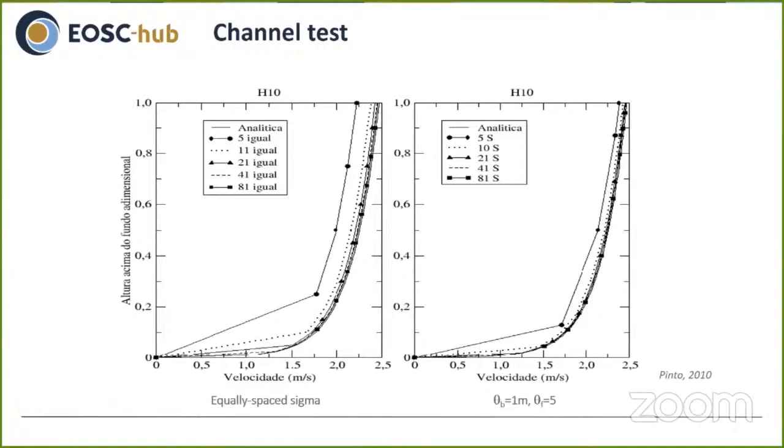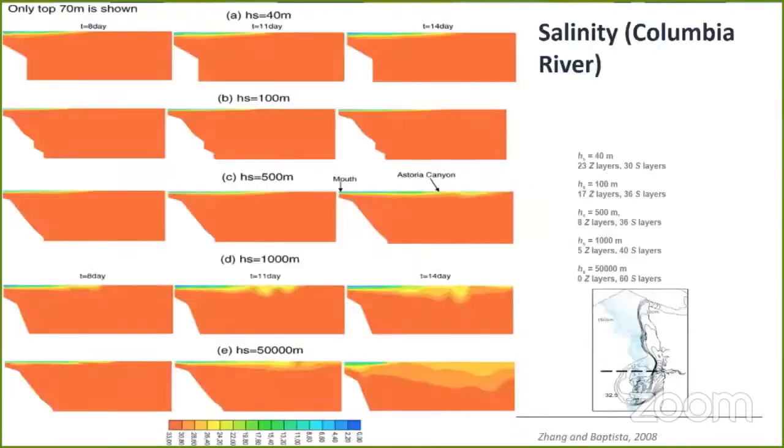Some examples of the influence of the vertical grid setup on the model results will be shown in the next slides. Here you can see an example of how the vertical grids affect the vertical velocity profiles, with a better approach of the analytical solution when higher resolution vertical grids are used. In this slide, salinity profiles are shown for the Columbia River using different vertical grids. The number of layers in the vertical grids increase from the top to the bottom. Results show a significant influence of the vertical grid setup in the freshwater plume representation.